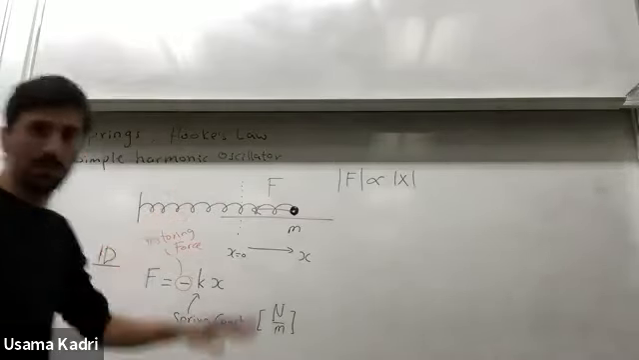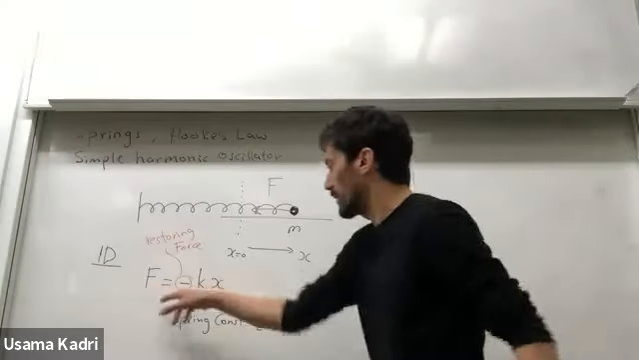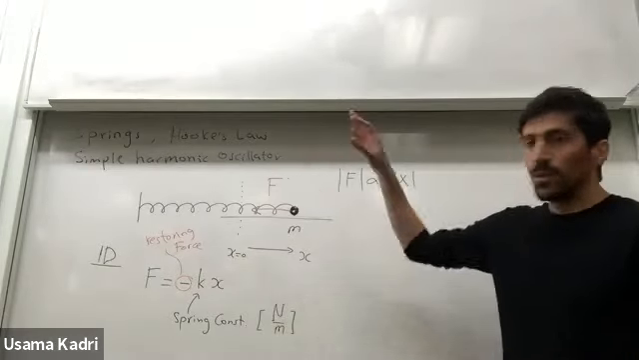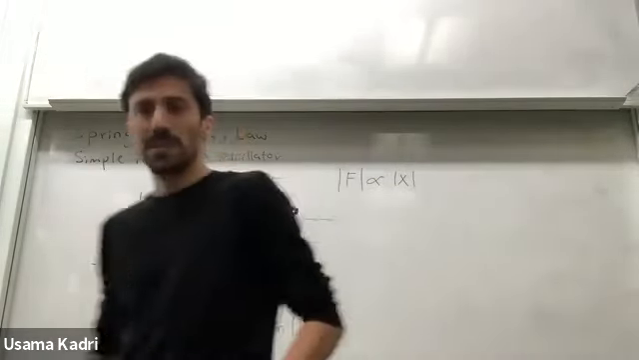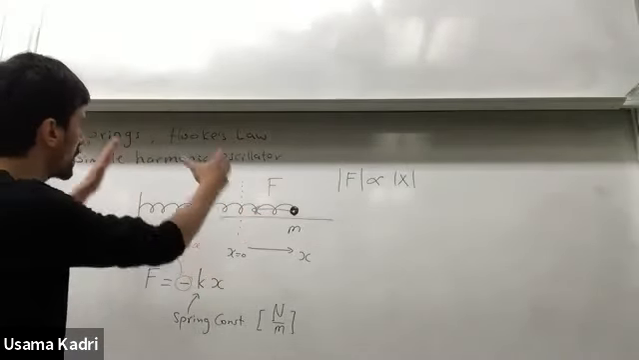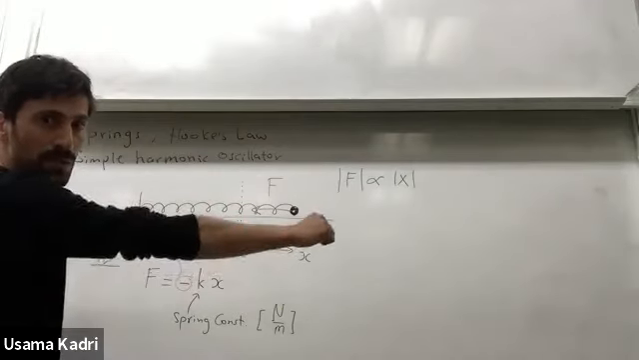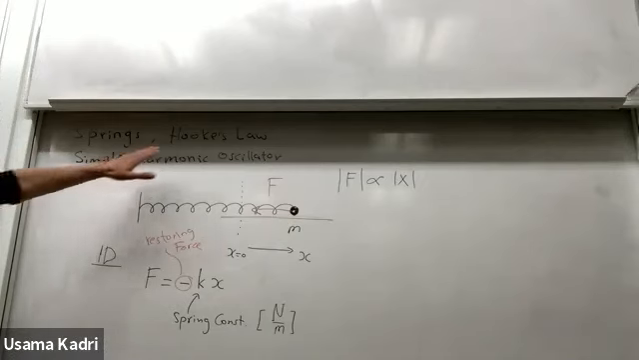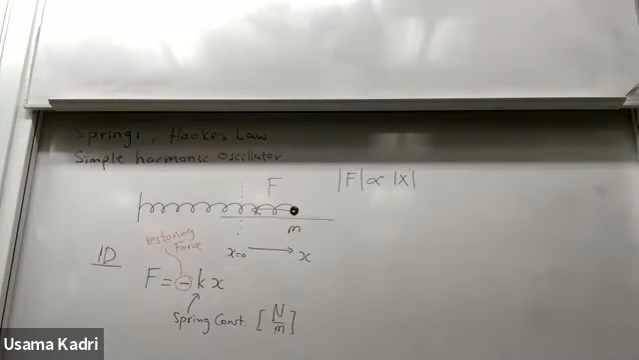Whenever this relation holds, F equals minus kx, this is called Hooke's law. It doesn't necessarily hold, but in a spring it holds as long as we don't extend it too much. I'm going to talk about this a bit later. Then we call it Hooke's law. How can we measure that spring constant?